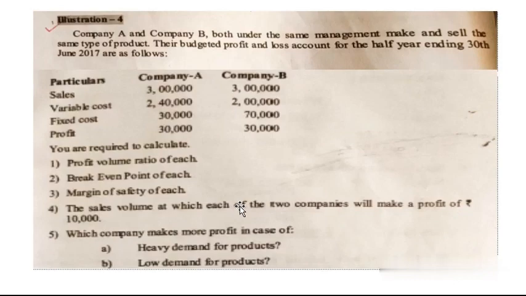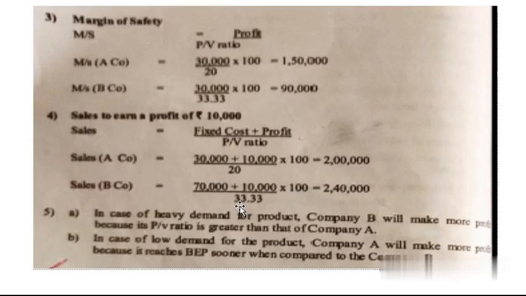Then they have asked which company makes more profit in case of heavy demand of products and low demand of products. So in case of heavy demand for products, company B makes more profit because its PV ratio is greater than that of company A. Yes, if the PV ratio is greater, so looking into the PV ratio, we will come to a conclusion that company B will make more profit because its PV ratio is greater than of company A. So in case of heavy demand for product, company B will be selected.